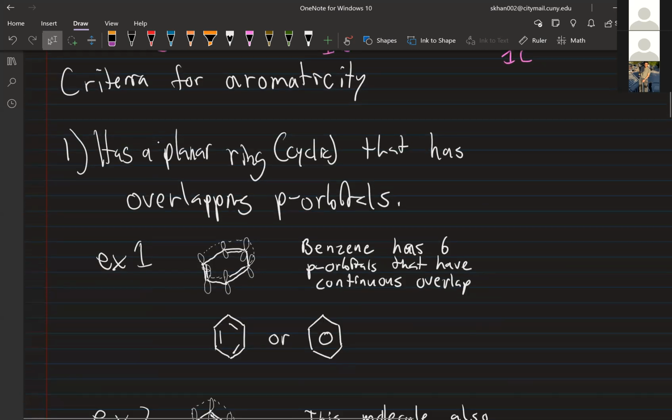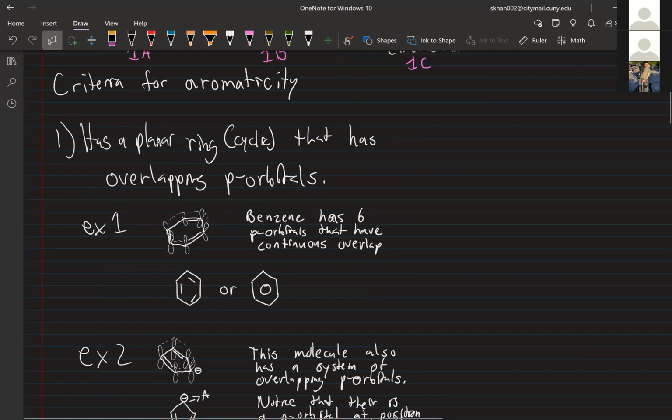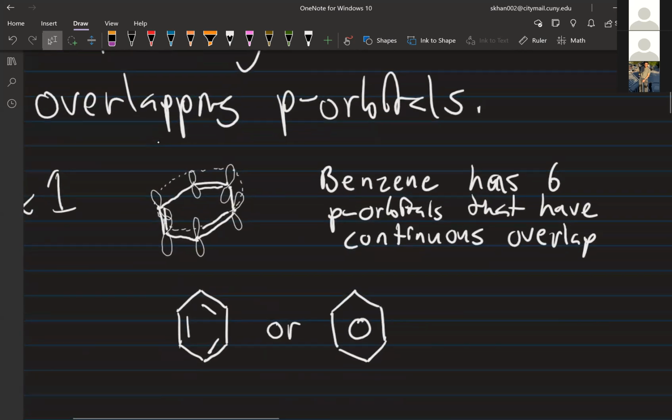Anyways, I just want to go over this before we do some practice problems. So the criteria for aromaticity, right? It has a planar ring that has overlapping p orbitals. If you see benzene here, everything is in a flat plane. And if we drew these orbitals on top of benzene, you'll see that everything is in a circular flat position, and they're all overlapping with each other.